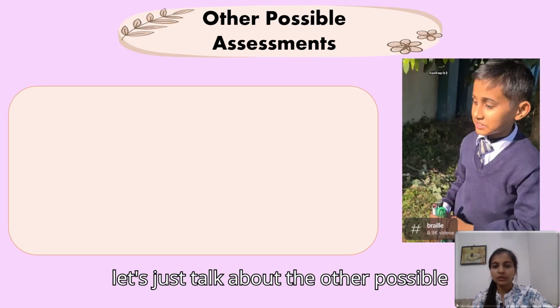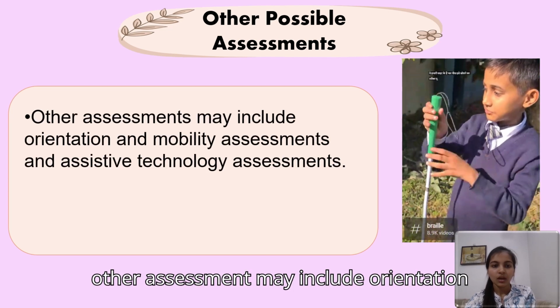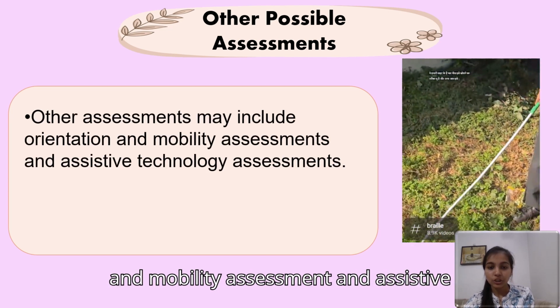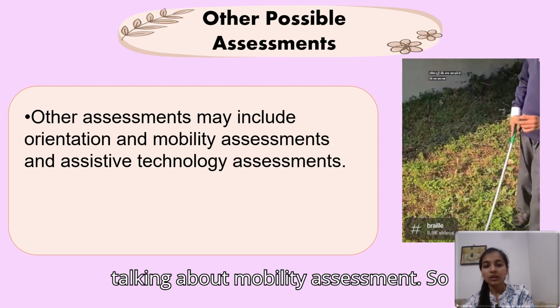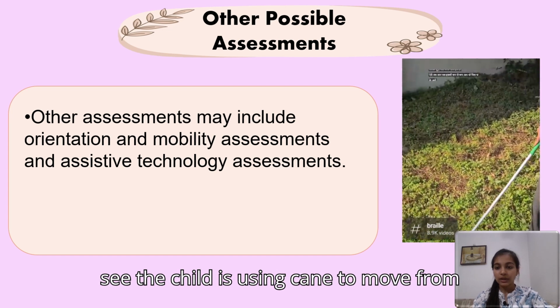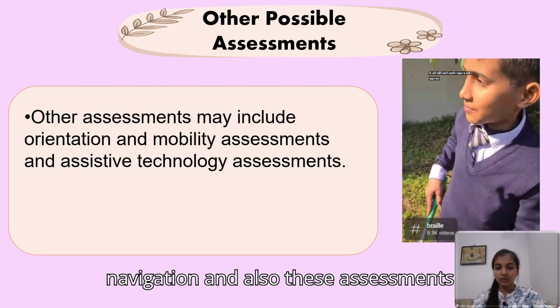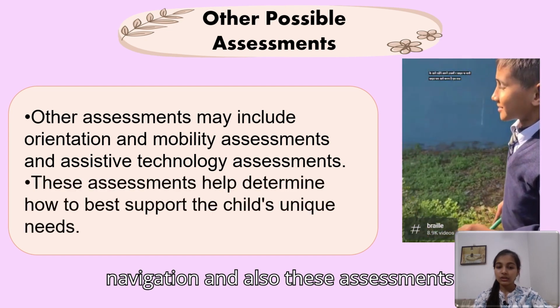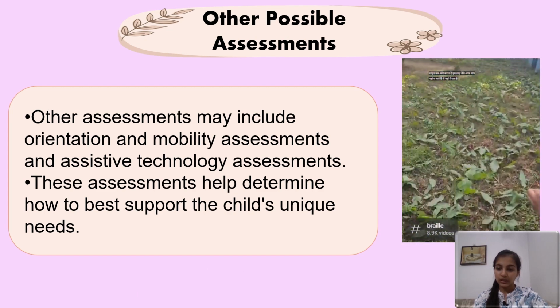Now let's talk about the other possible assessments, which may include orientation and mobility assessment and assistive technology assessment. Here we are talking about mobility assessment. So here in this video particularly, you can see the child is using a cane to move from one place to another for effective navigation. And also these assessments help to determine how to best support the child's unique needs.